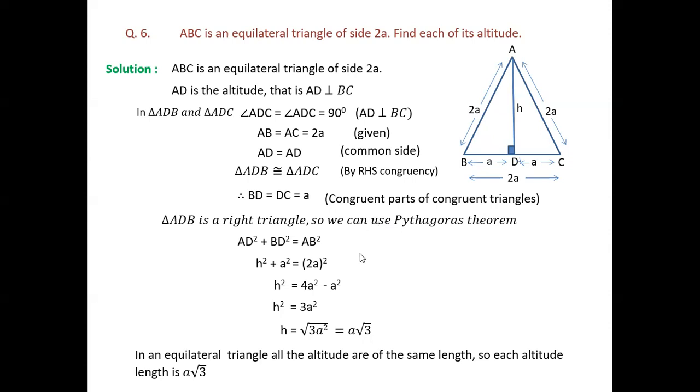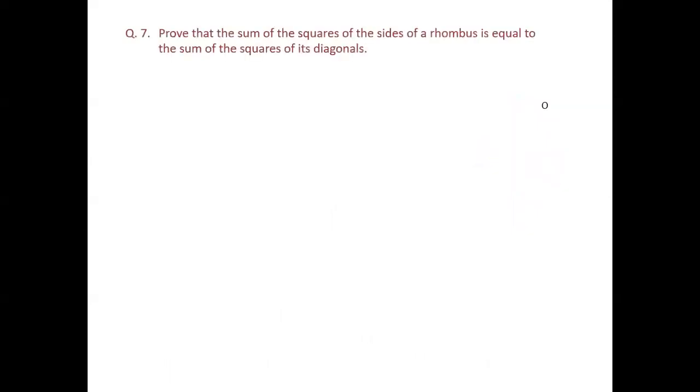Let's understand Question 7. Seventh question: Prove that the sum of the squares of the sides of a rhombus is equal to the sum of the squares of its diagonals. Now, let us draw a rhombus. This is a rhombus, ABCD is a rhombus. Let's draw the diagonals. AC is a diagonal. BD is another diagonal. So we have got the two diagonals.